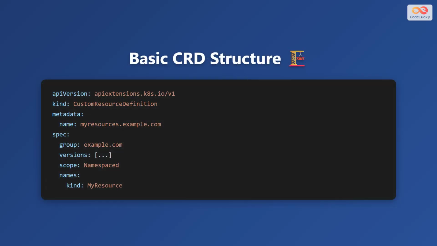Now let's look at the basic structure of a custom resource definition. Every CRD starts with the API version, apiextensions.k8s.io/v1, and the kind CustomResourceDefinition. In the metadata section, you specify the name, which must follow a specific format, the plural name followed by your API group. The spec section contains the group name, which is used in the REST API path, the versions array that lists all supported versions, the scope, which can be either namespaced or cluster-wide, and the names section where you define how your resource will be referenced, including the kind, plural, and singular forms.